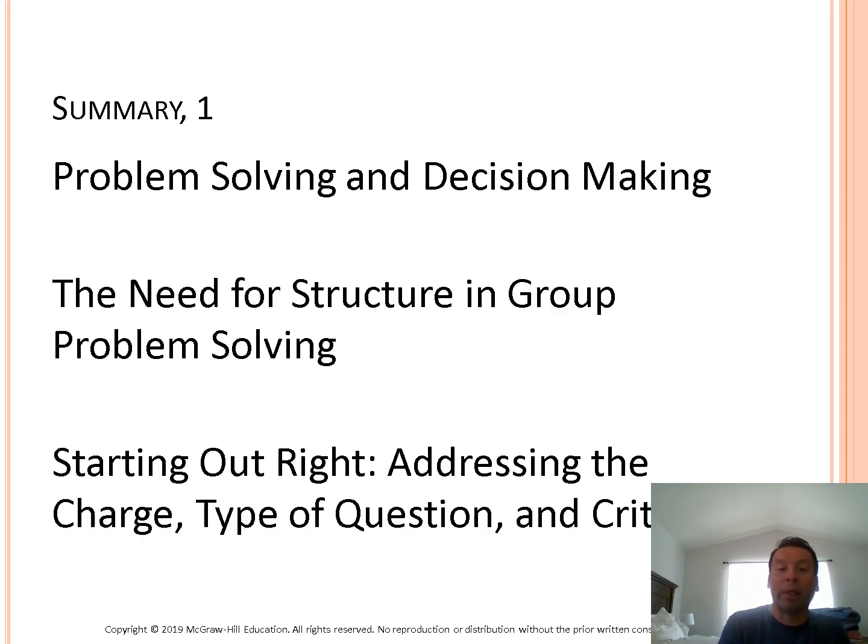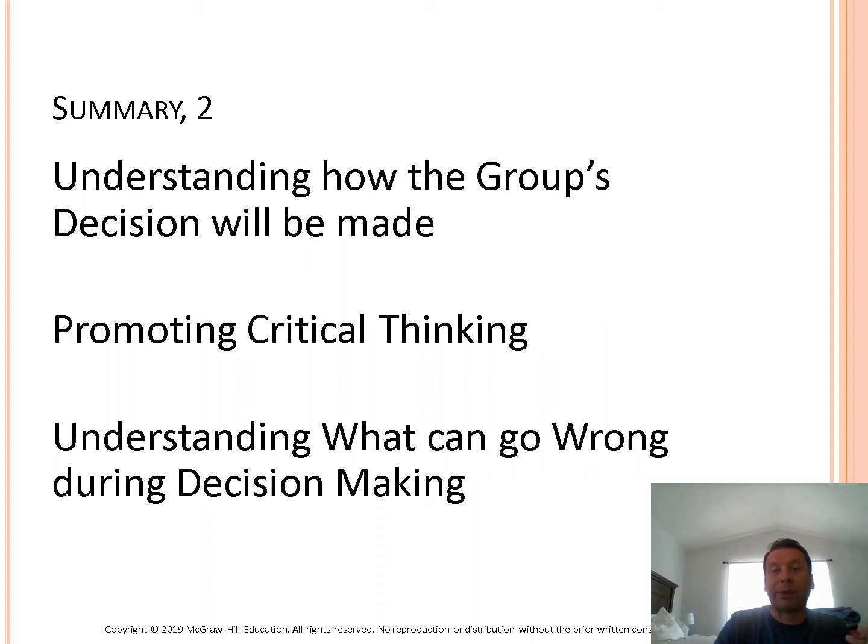So in summary, we talked about problem solving and decision making, and the need for structure in the group in order to solve a particular problem. You want to start out by addressing the charge, the type of question, and the critique. What is it that we want to do? How do we approach it? And how can we be critical about the information that we use in order to get there? Understand how the group's decision will be made, and then promote critical thinking, understanding what can go wrong during the decision making process so that we can actually avoid it.